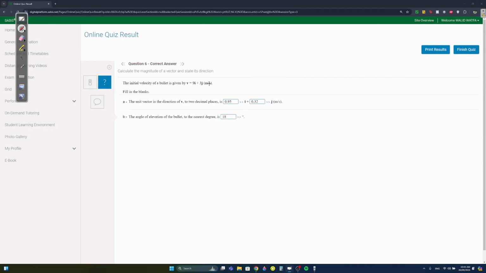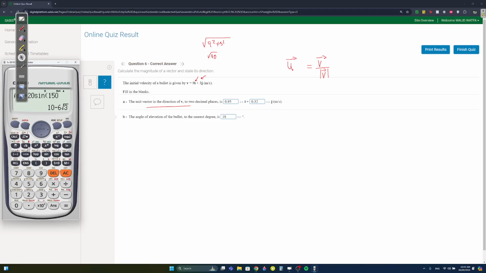Okay, later. The velocity v is 9i plus 3j. What's the unit vector? How do you find the unit vector? The unit vector u is equal to vector v divided by the magnitude of vector v. What's the magnitude of vector v? It's going to be the radical of 9 squared plus 3 squared, which is 81 plus 9, so radical 90. Let's just keep it as radical 90, which is 3 radical 10.